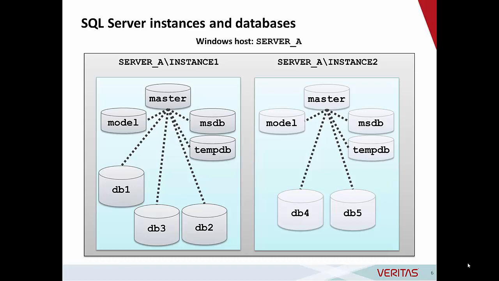The Windows host Server A is the physical SQL Server itself, and the physical host has one or more instances of SQL Server running on it. In this example here, looks like 2 instances. Each instance has a master database, which contains the most critical metadata about that instance, and several other system databases, and we'll describe in detail in a few slides exactly what those are for. And it also contains some user or production databases, shown here as DB1 through DB5.